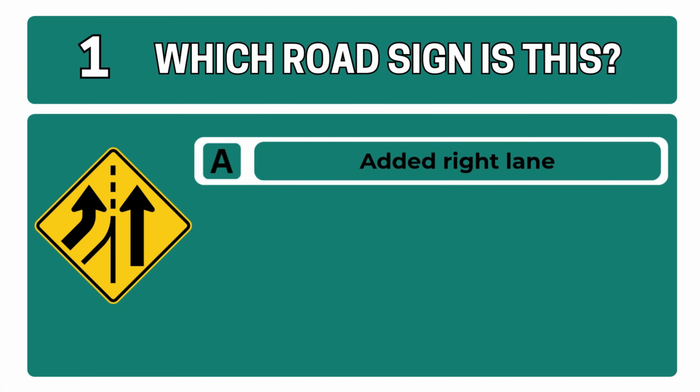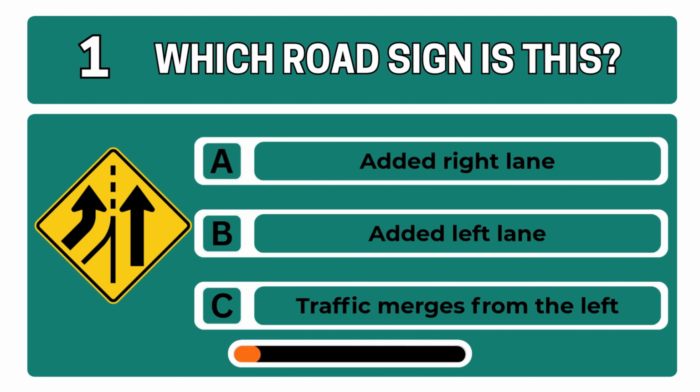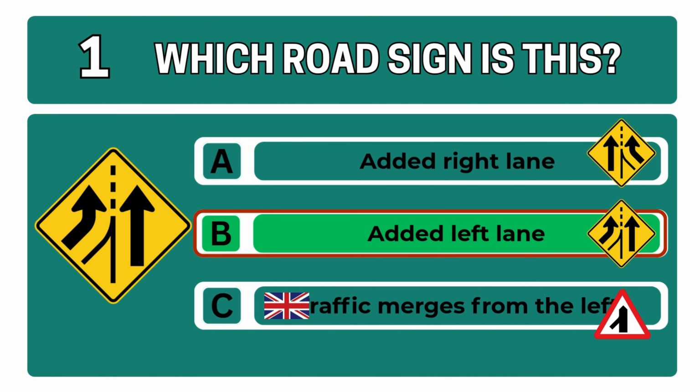Question 1. Which road sign is this? A. Added right lane. B. Added left lane. C. Traffic merges from the left. The answer is B. Added left lane.